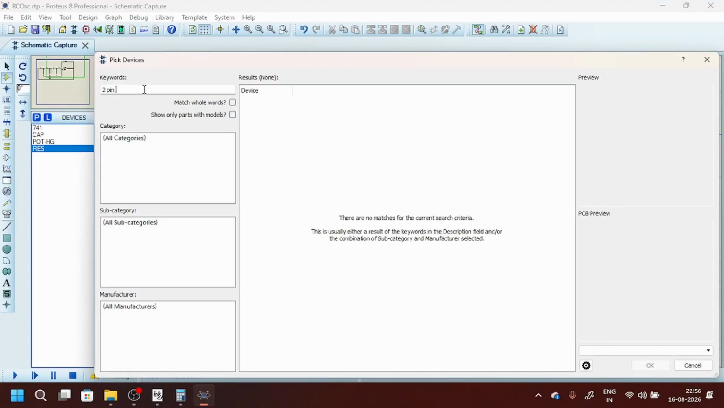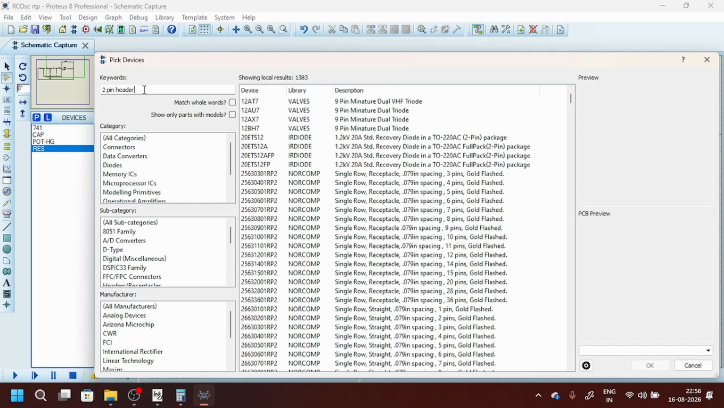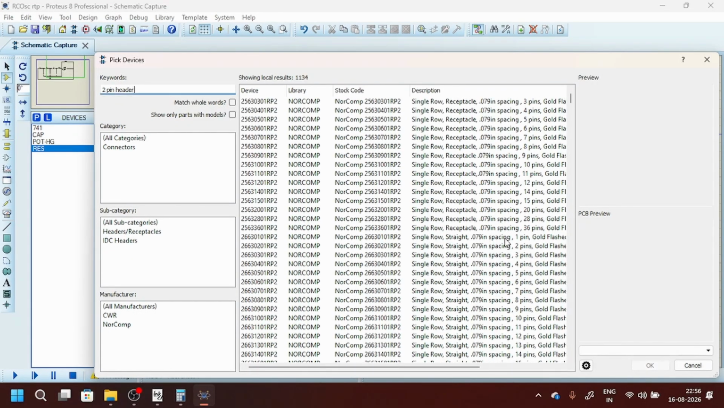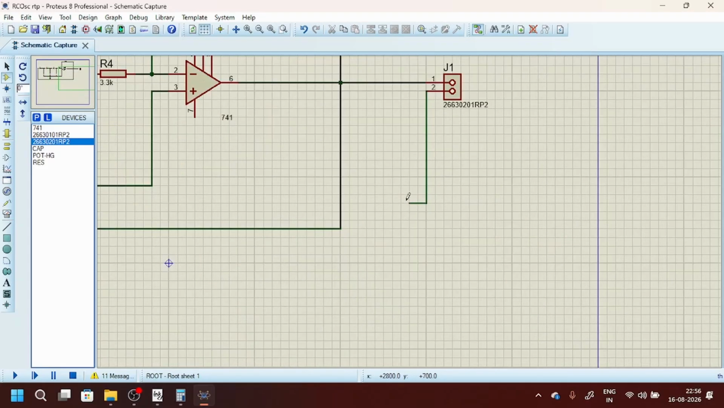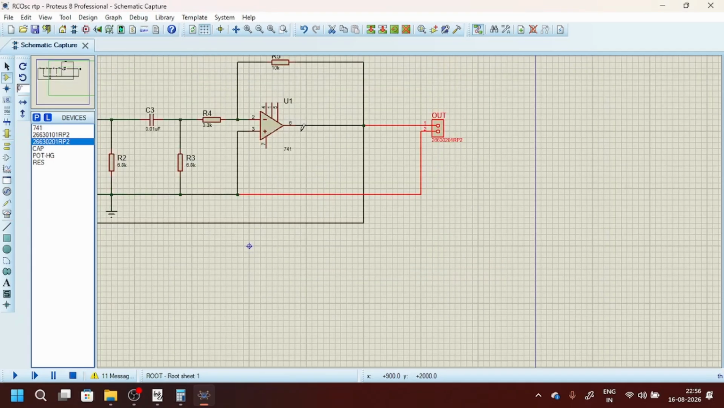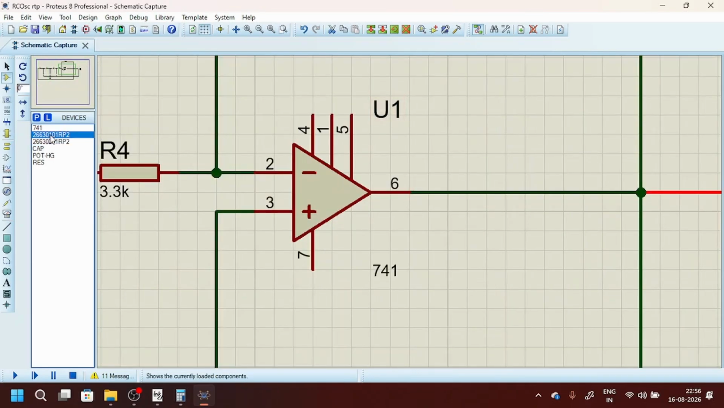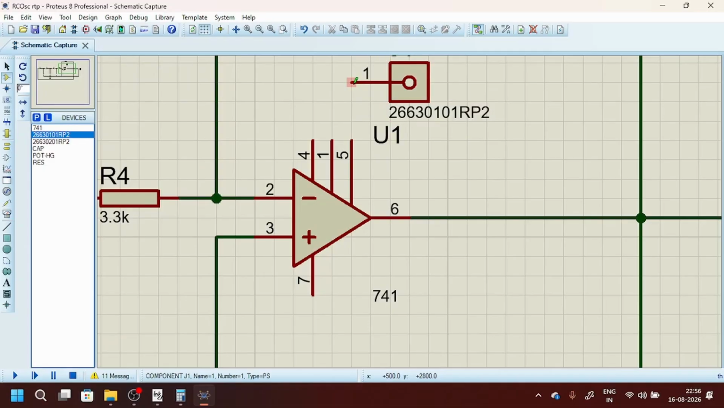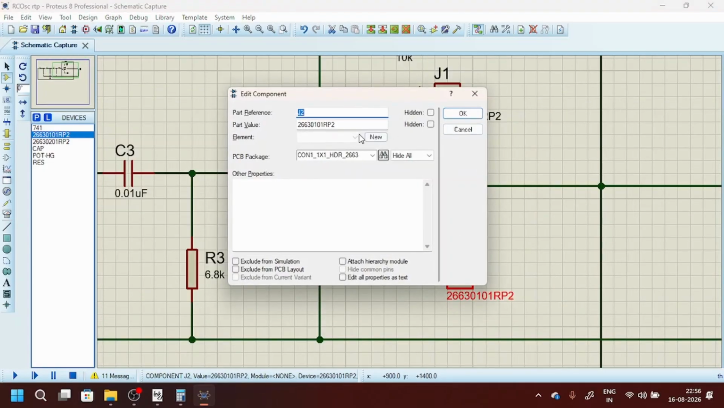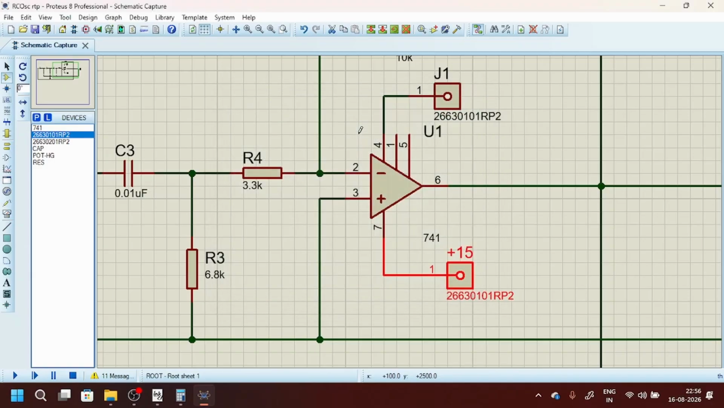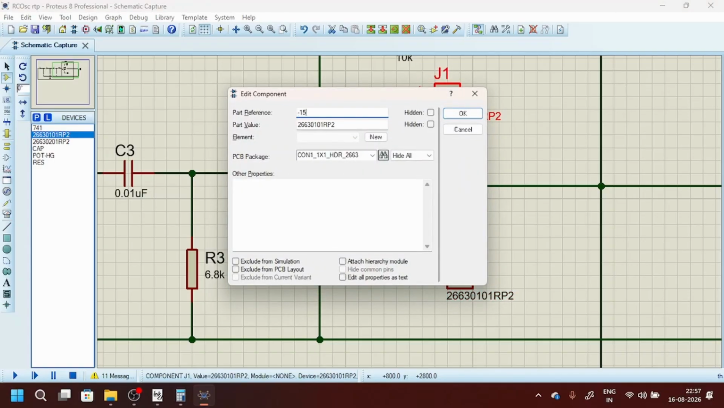And I need 2-pin headers. Along with that, I need 1-pin headers also. So for the 2-pin header, one pin will be placed here, and the other pin will be connected to the ground. Its name will be out, to check the output waveform. Now the 1-pin header, just place it there, minus and plus. Okay, so yes, I believe this is plus VCC, so plus 15, and this is minus 15.